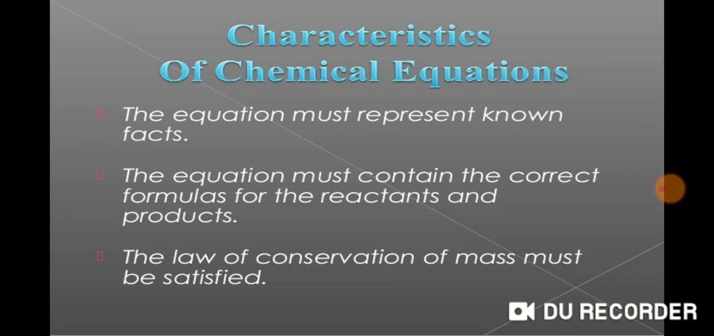Now, characteristics of a chemical equation. How a chemical equation should look, how it should appear. The chemical equation should represent the facts. It must contain the correct formula of the reactants and the products. The formulas should not be mistaken. It should also fulfill the law of conservation of mass.